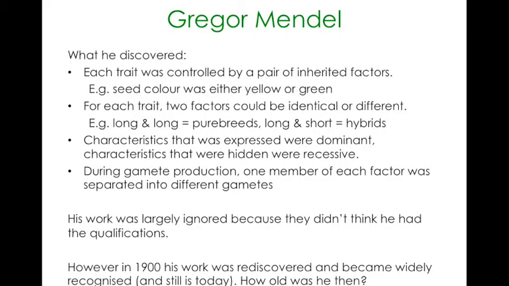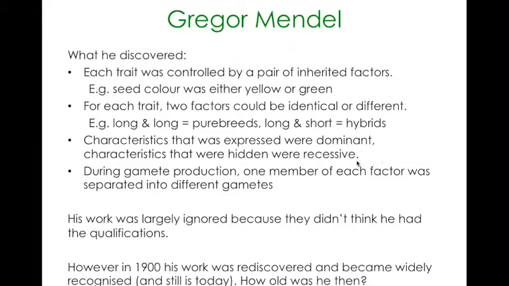So Mendel discovered that each trait was controlled by a pair of inherited factors. For example, he named one of them seed color, and the factors affecting seed color were either green or yellow. You could have two of these options for seed color, and one would be green and another one would be yellow, and he was able to isolate those two particular traits. They could be identical. In other words, if he managed to get long and long for stem length, he would call them purebreds. If it was long and short, he would call them a hybrid, right?